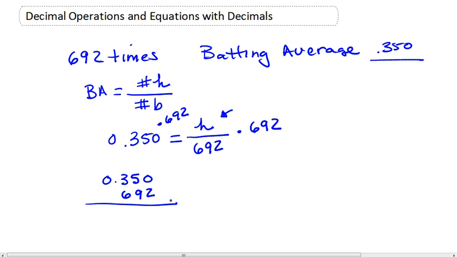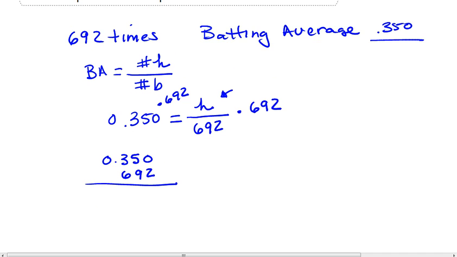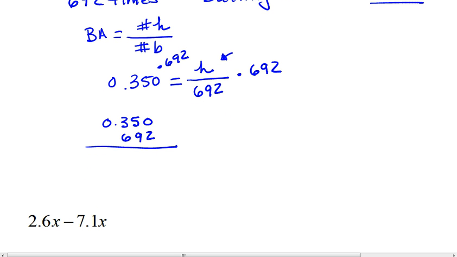Remember, when multiplying decimals, you do not have to line up the decimals. But you do need to pay attention to how many decimal places there are in the problem. There's 0 in this part of the problem and 3 in that one. So our answer is going to need to have 3 decimal places when we're done. So let's do our multiplication.